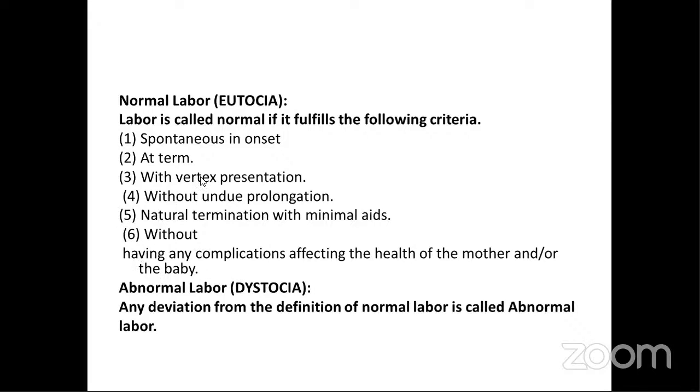So considering these things, you should now understand that defining the labor as a normal delivery or eutocia is actually a retrospective diagnosis, a terminology we use after it has fulfilled all these criteria after the fourth stage of the labor. So this is how the definition or criteria for normal labor is, and as you understand, it's a retrospective diagnosis. Anything away from it, as I told above, will be an abnormal labor, which we call dystocia. Fine. I hope you all have understood this clearly.